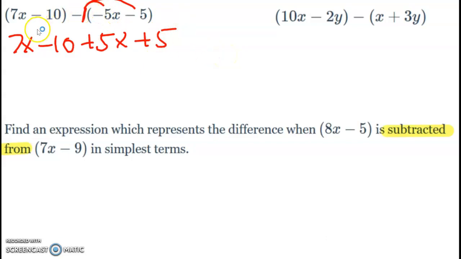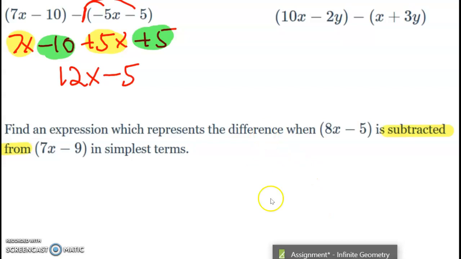Okay, now it's just like the ones we did before, where we find the like terms, 7x and 5x, and same sign, find the sum, add those. Negative 10 and positive 5, different signs, find the difference, subtract those. And you get 7 plus 5 is 12x, and negative 10 plus 5 is negative 5. The 10 is bigger, so you leave that 5 negative.